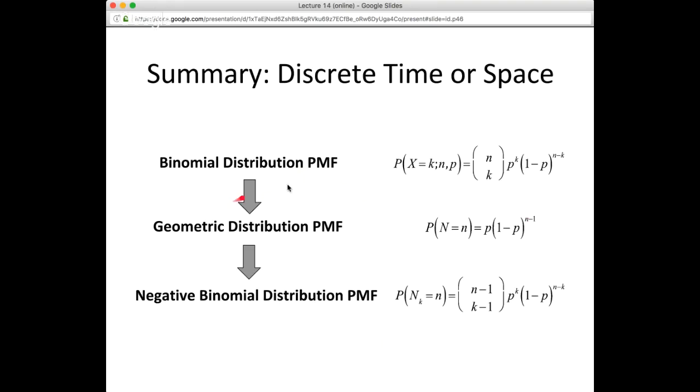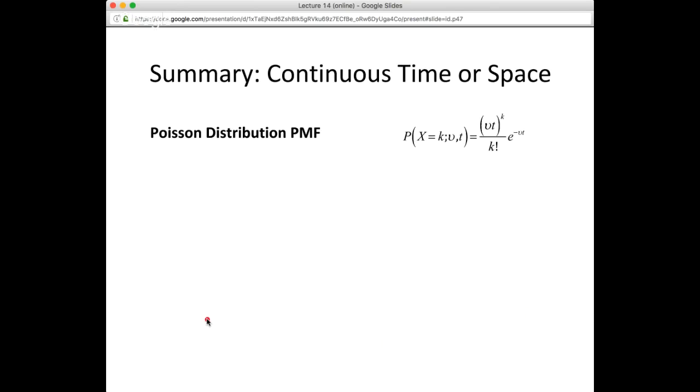Remember this slide? If we've got discrete time or space, or countable items like the number of samples that we've collected, these are specific trials. We've got the binomial distribution PMF and CDF, the geometric distribution PMF or CDF, and the negative binomial distribution PMF or CDF. And if we've got continuous time or space, and we're not talking about discrete trials anymore, but we're interested in events occurring over some continuous time or space, we've got the Poisson distribution PMF, which is going to tell us how many events we're likely to get in time t given a mean occurrence rate of nu.